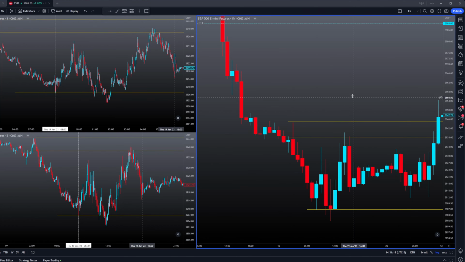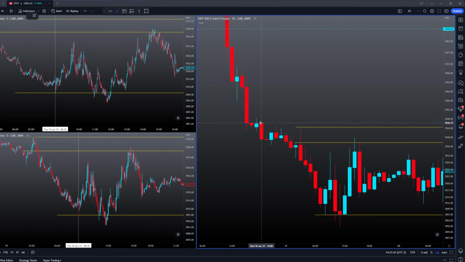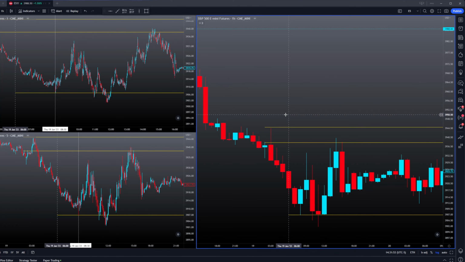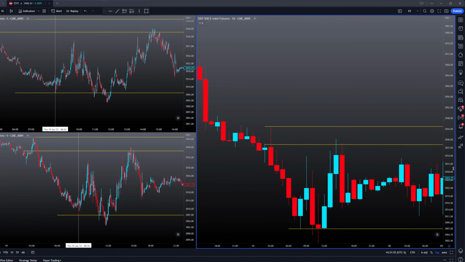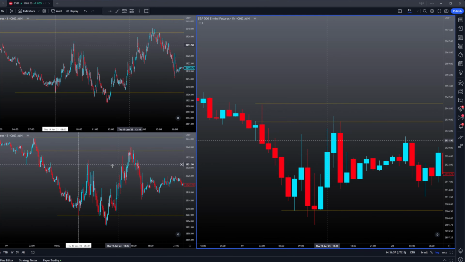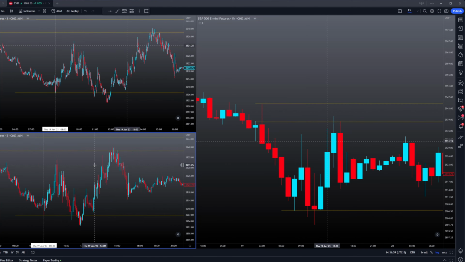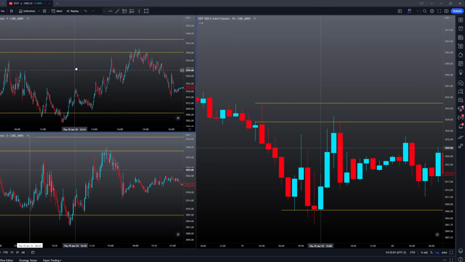I'd really like to see the levels get broken. And then we can also mark out this level right here, which obviously price didn't go to test on Thursday, but we'll still just mark it out. But for viewing purposes, we won't mark it out for today's video. All right, so that's our hourly chart. Now let's go to the 5 minute chart and 1 minute chart.